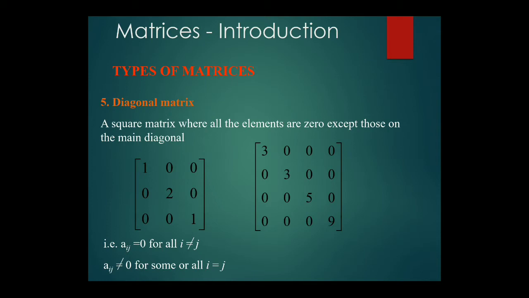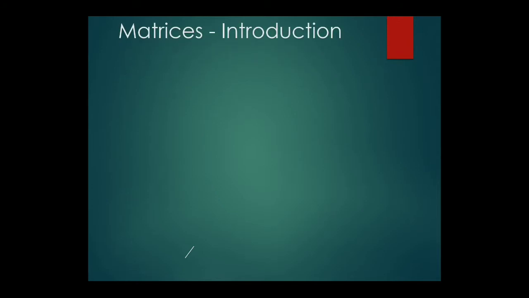We have aij equal to 0 for all i not equal to j, and aij not equal to 0 for some i equal to j. Next type is the unit or identity matrix. It is represented with I.